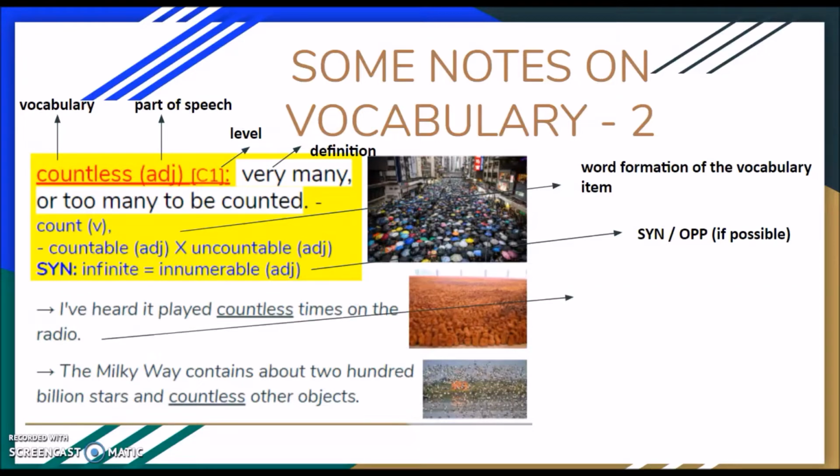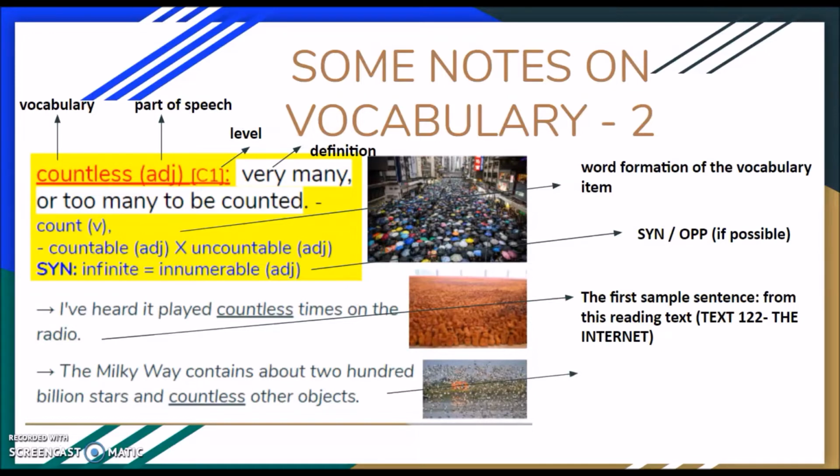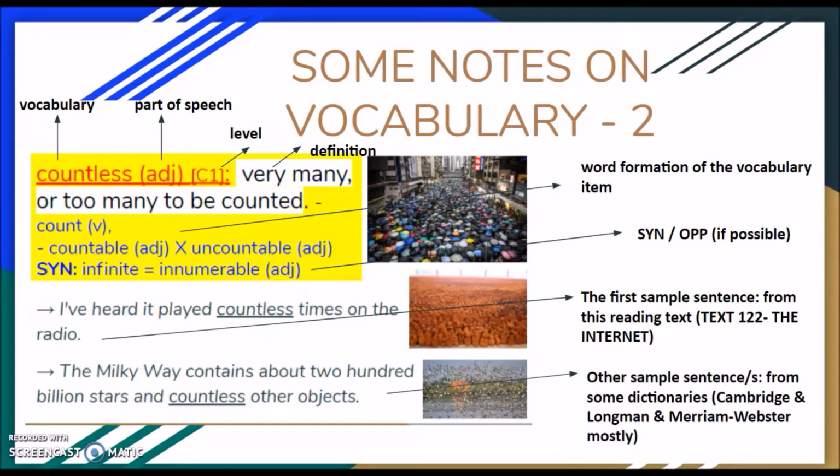And that sentence, I mean the first sentence, is the sample sentence from this reading text 122, the internet. So that means you will see some sentences, parts of the reading text, before reading it, okay? And the second or the third ones are the other sample sentences I collected from some dictionaries, which are Cambridge, Longman, or Merriam-Webster mostly, okay?